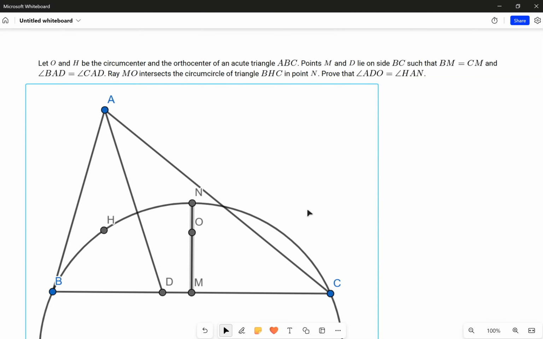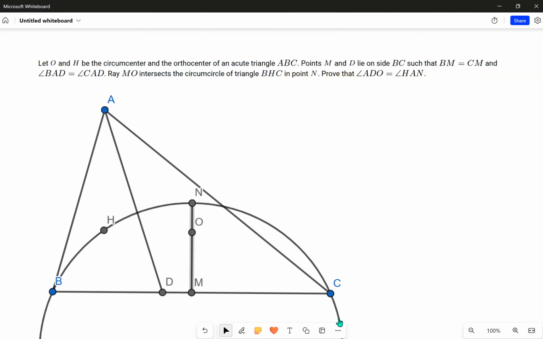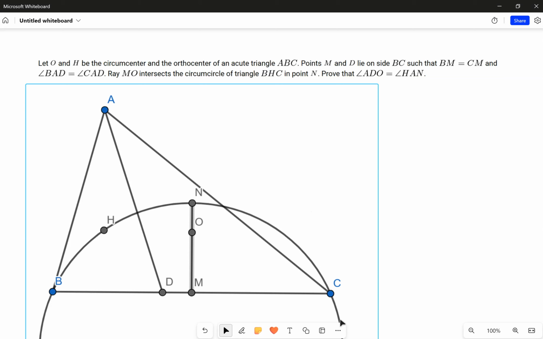Let O and H be the circumcenter and the orthocenter of an acute triangle ABC. Points M and D lie on side BC, such that BM is equal to CM and angle BAD is equal to angle CAD. Ray MO intersects the circumcircle of triangle BHC at point N. Prove that angle ADO is equal to angle HAN.